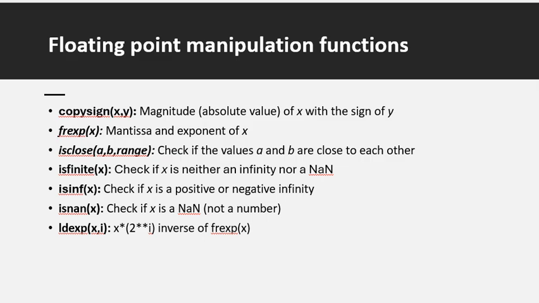isfinite checks if x is neither an infinity nor a NaN. Then isinf checks if x is positive or negative infinity. Then we have isnan, which checks if x is not a number. Then we have ldexp, which is just the inverse of frexp(x), which gives x times 2 to the power i.